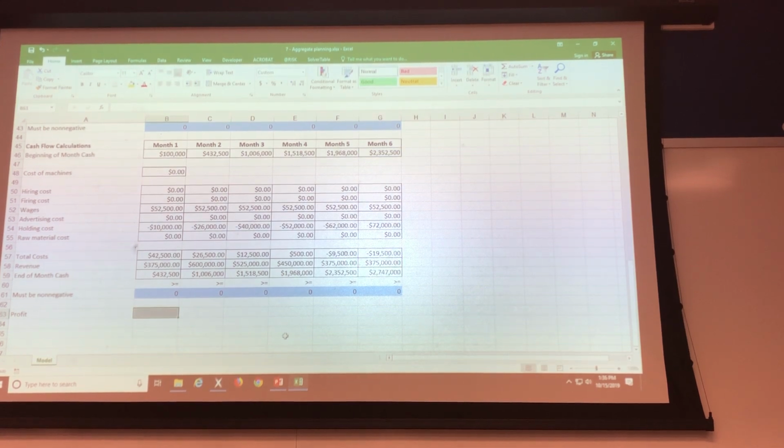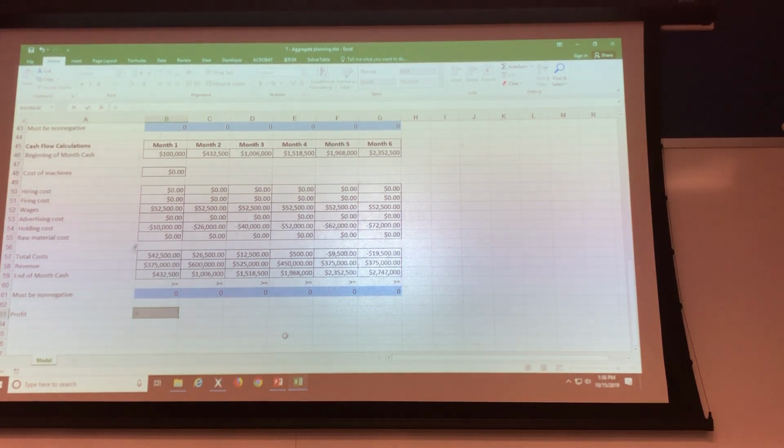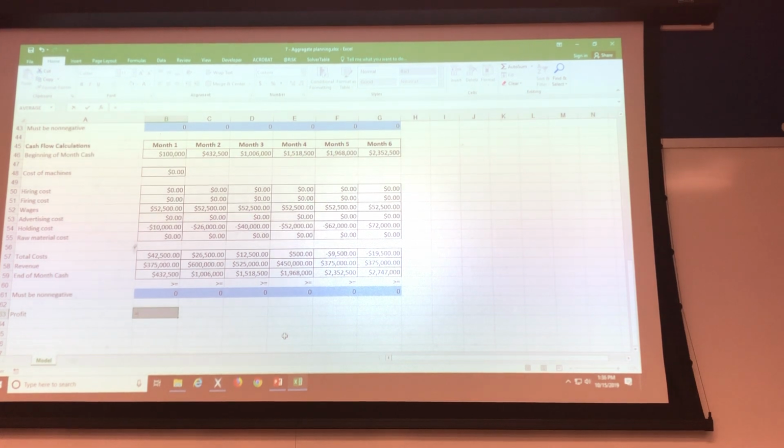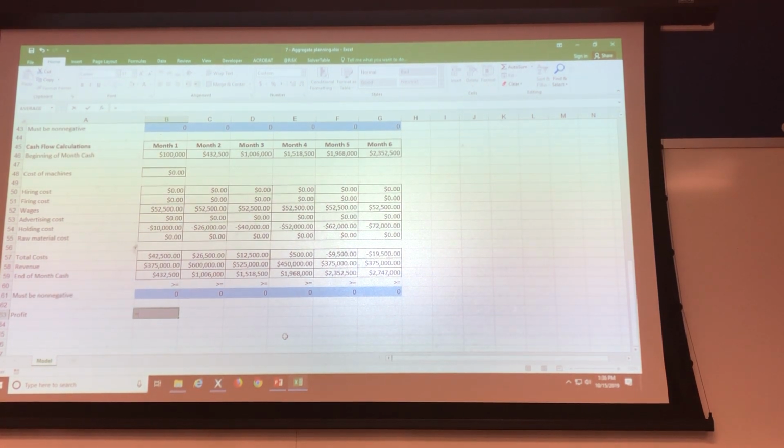The last formula. How do we get the profit? Over that 6-month aggregate planning period, what is the profit? Sum of the revenue minus the sum of the costs. Take the sum of all of the revenue, 6 cells, and subtract out the sum of all the costs for 6 months.